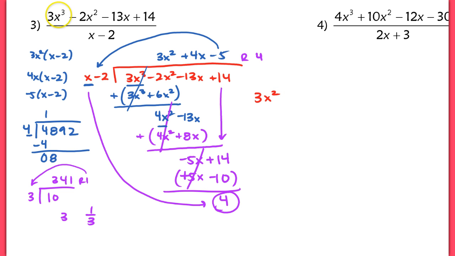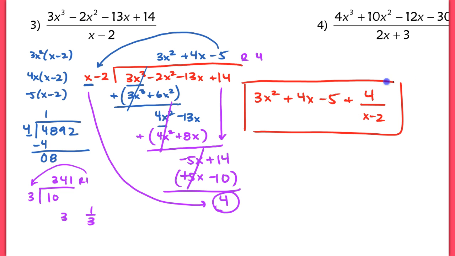The quotient of 3x cubed minus 2x squared minus 13x plus 14 over x minus 2, that quotient is 3x squared plus 4x minus 5 plus 4 over my divisor x minus 2. So again, this is my remainder written over my divisor, okay? So this is my final answer. This is the quotient. So this represents the quotient of these two polynomials when they are divided.